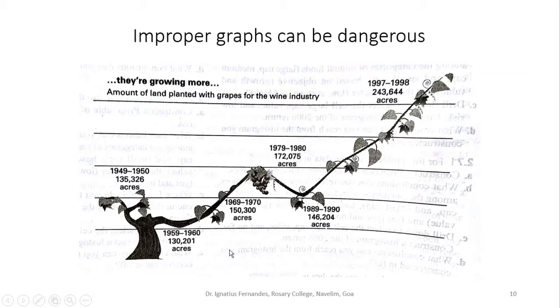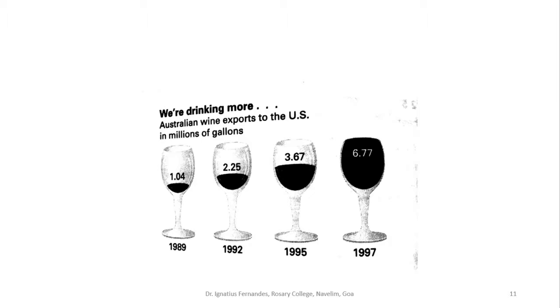You will see here the value is 1,30,201. Here it is 1,35,326, whereas here it is 1,50,300. 1,35,326 has been shown higher than 1,50,300. So while you are using innovations in presenting a graph, you should also make sure that the axis, truncation, ordinates, everything is taken care of.